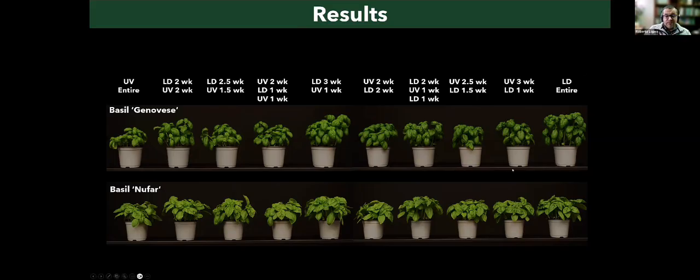So here in these 2 examples, we can see that plants received either 2.5 or 3 weeks of UV radiation early on, followed by being placed in a traditional greenhouse environment. And again, we found that plants were very compact. Interestingly, with basil Nufar, we are finding that it is not as affected by UV light as Genovese. So again, what we're going to look at in the future is other wavelengths as well as even UVB.